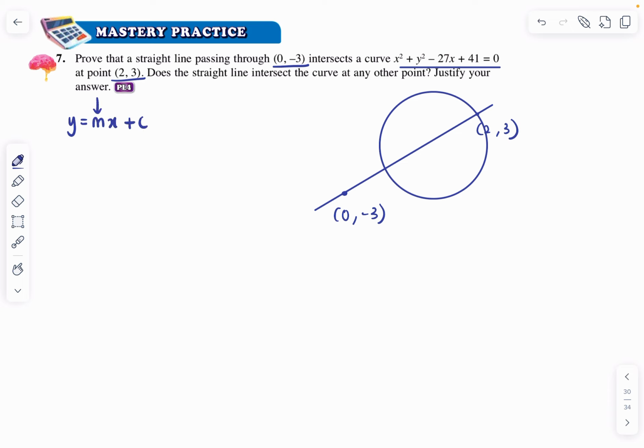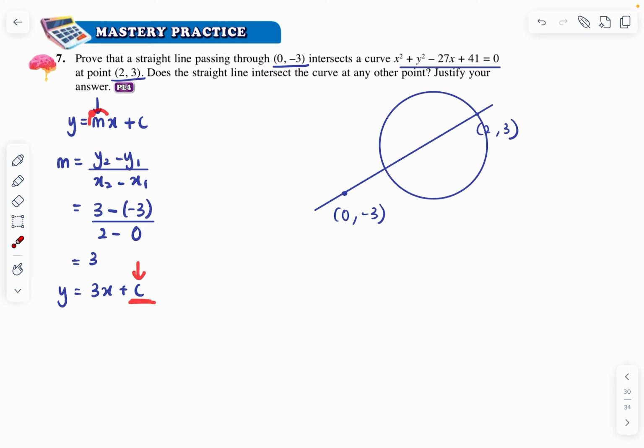We always start by finding m first. The gradient. So the gradient is (y2 - y1) over (x2 - x1). So 3 minus -3 over 2 minus 0. So 3 minus -3 is 6. 6 over 2 is 3. The gradient is 3. So now that we know the gradient is 3, we can say y = 3x + c.